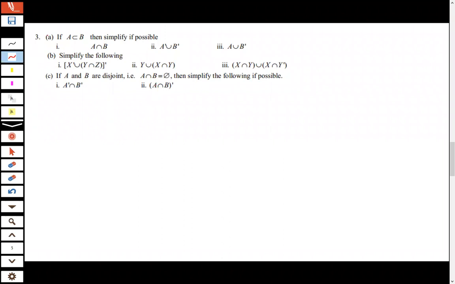So question 3 is here, which says, if A is a subset of B, then simplify if possible. What they mean is that if you have a set like this, then this is U, and then you have A and B in the set. We have A is a subset of B. So we have A inside there, and then we have B outside. So this is what they mean.